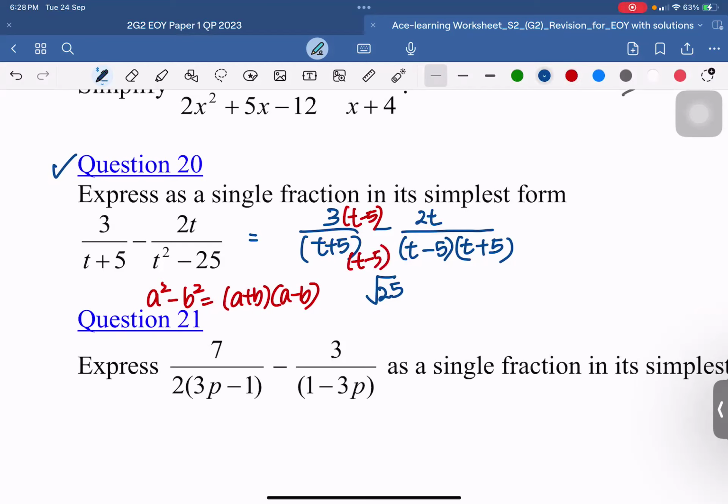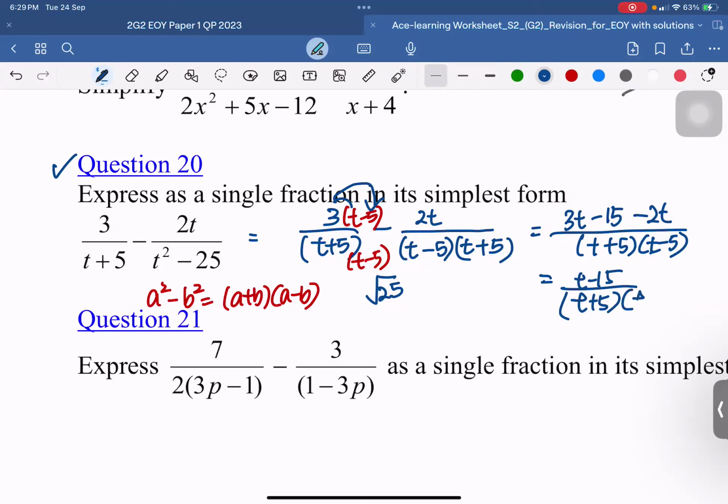Then we get 3t minus how many? 3 times 5, 15. 15. Then there's a negative 2t over the denominator. Then we simplify 3t minus 2t, which is t, minus 15. Okay? So the answer looks something like that. Paper 1, okay? So this one should be the correct answer already.